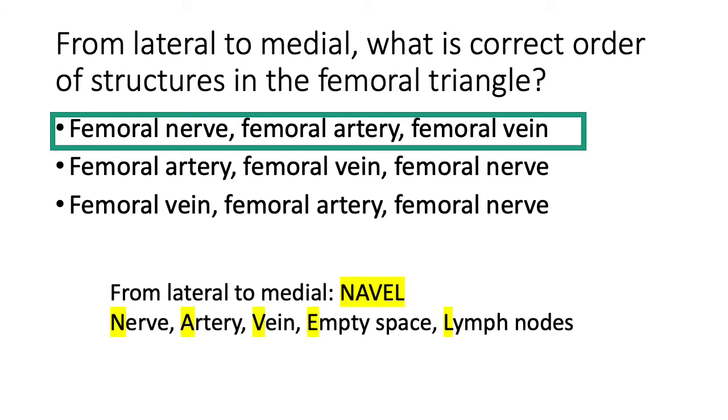Here's a little mnemonic to help you remember the order of the structures. From lateral to medial, you can think of NAVEL. N is for nerve, A is for artery, V is vein, E just stands for empty space, and then L is lymph nodes.